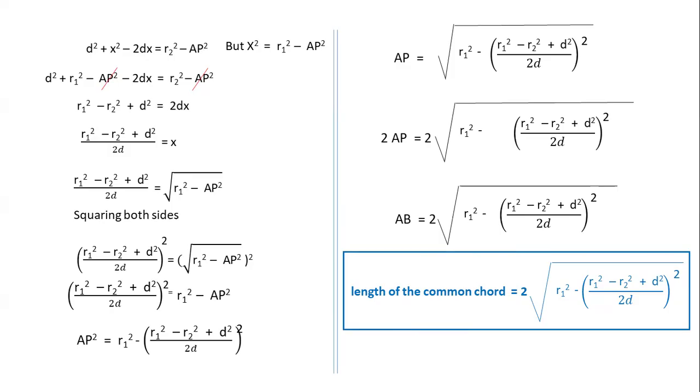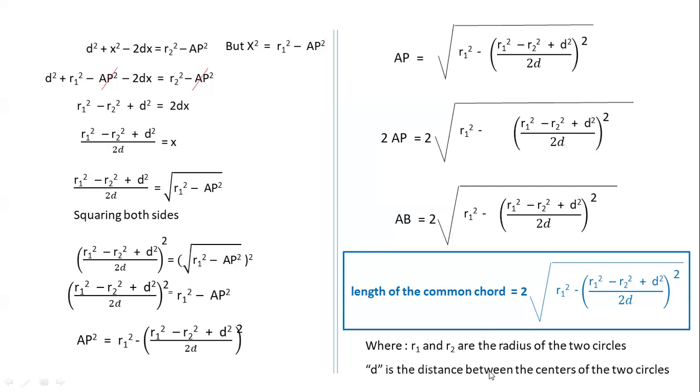Understood? So when there is a common chord between two circles, this is the formula for finding the length of the common chord. Now we take one special case, okay? And the same formula, we modify it when there is a special case. Now let us see what is the special case. Here R1 and R2 are the radius of the two circles. And D is the distance between the centers of the two circles.